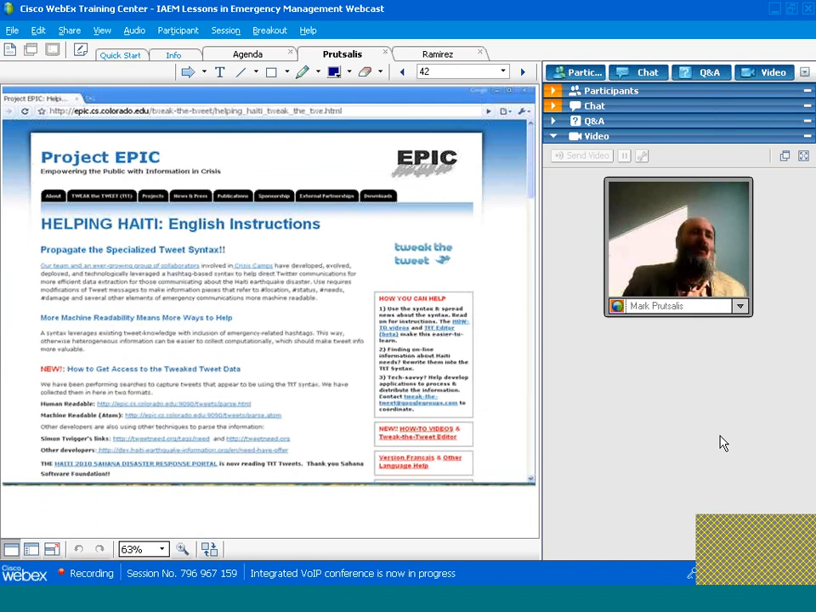Tweet to Tweet was a similar project that was supported by Project EPIC at the University of Colorado. And the idea behind that was to encourage Twitter users to use hashtags to create machine-readable syntax within a Twitter post. So, for example, all messages about the Haitian earthquake were supposed to be started with hashtag Haiti. And then information about the location of what someone was talking about, you put hashtag LOC, and what followed would be information about the location.